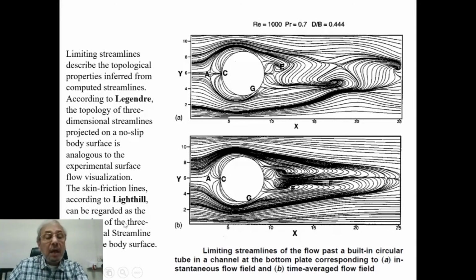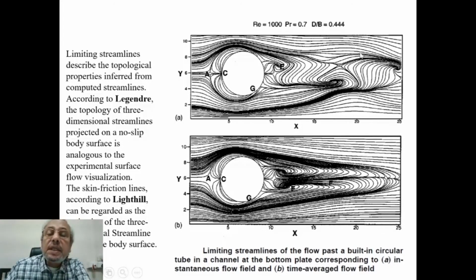And then Lighthill also supported this argument, and these are very strong analytical tools for analyzing nuances of flow. Things like saddle point, things like nodes, etc. in analytical sense can be determined through this.